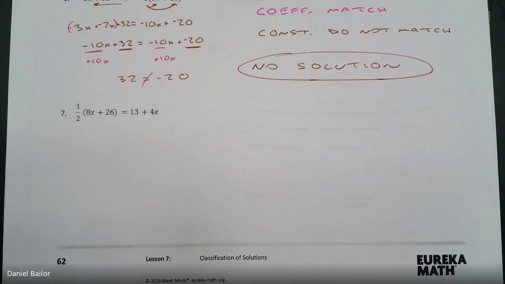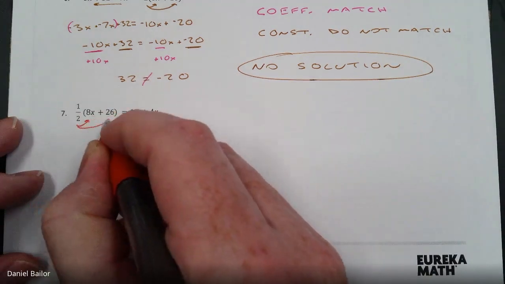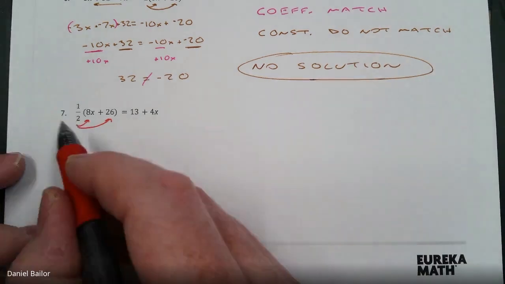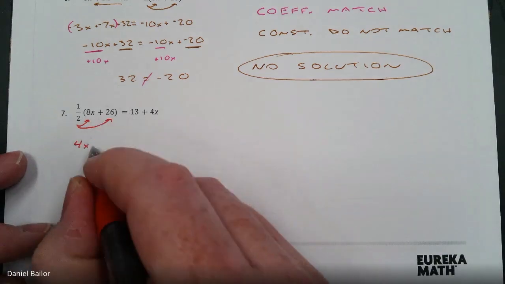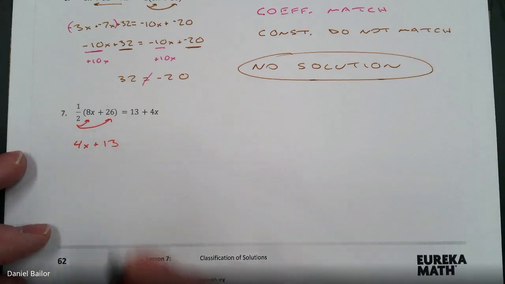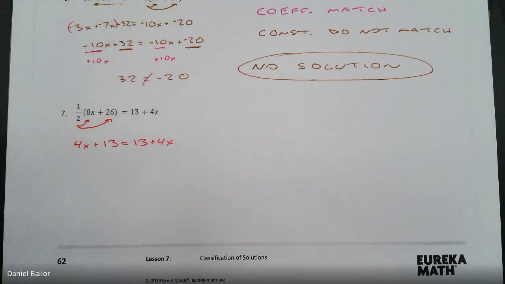Well, for number 7, the first thing I'm going to do is simplify this equation. I'm going to start by using the distributive property to multiply 1/2 by everything in the parentheses. So 1/2 times 8x is 4x, plus 1/2 times 26 is 13. And this side, I get 13 plus 4x. Well, there we go. The equation is simplified. We're ready to use our rules.